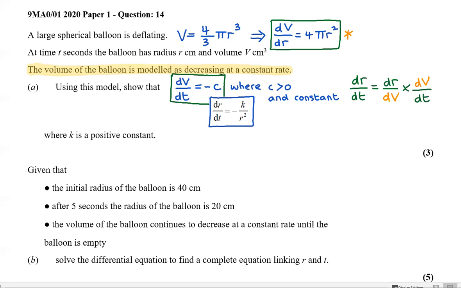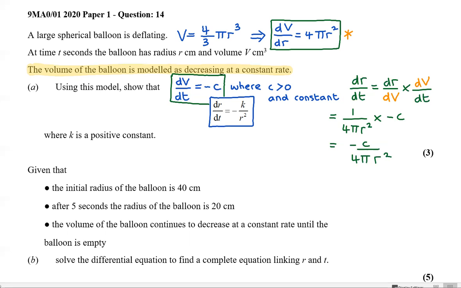So let's have a look. This is going to equal, just running out of space again, dr over dV, so that's going to be 1 over 4 pi r squared multiplied by dV by dt, which is going to be negative c. So this is negative c over 4 pi r squared.